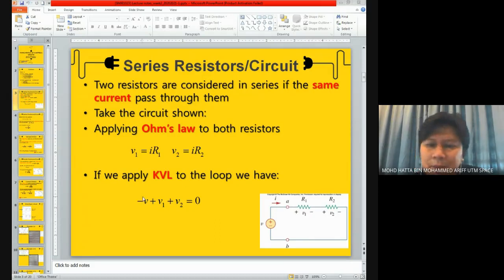Then if we apply KVL, as usual, starting from point B, we have negative V, positive V1, positive V2, and coming back to the origin where we started earlier.